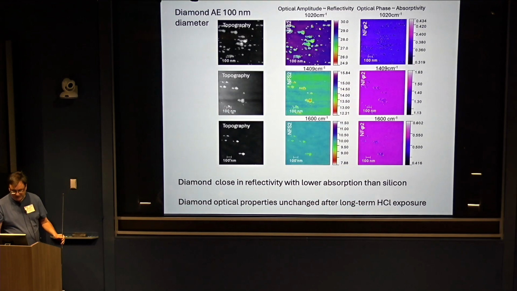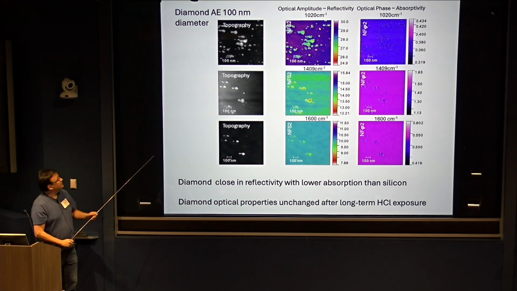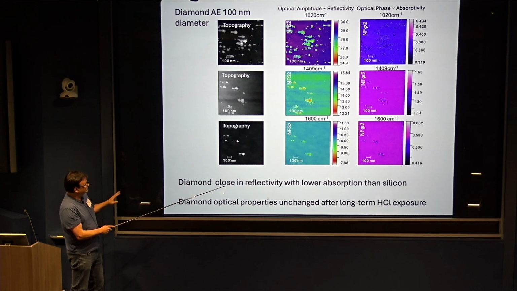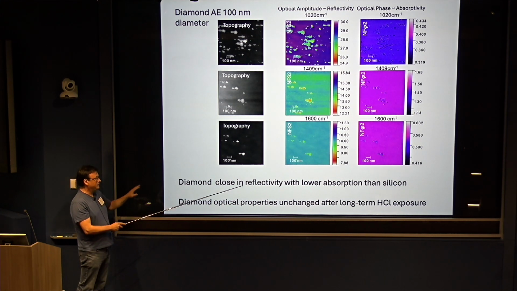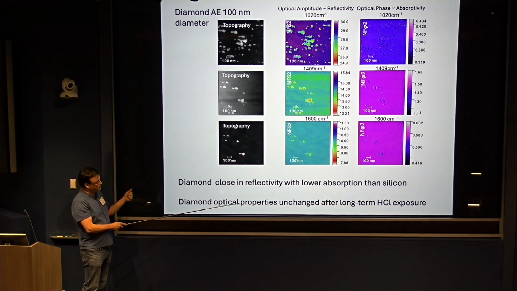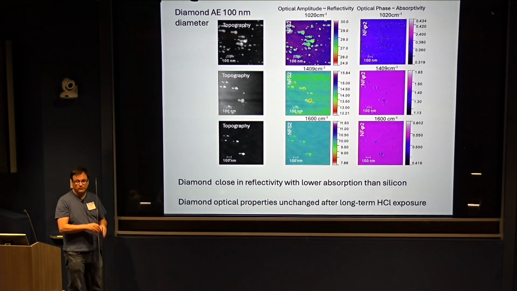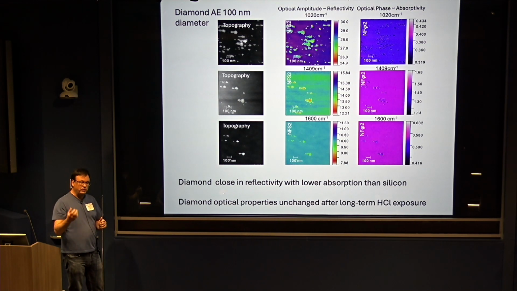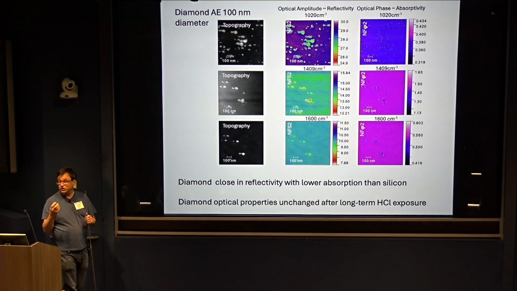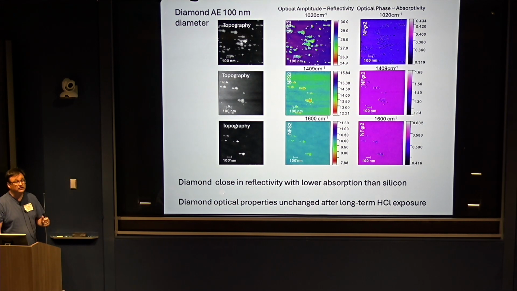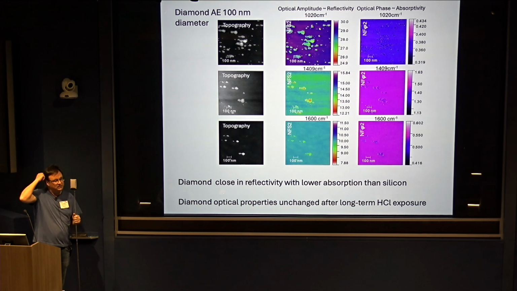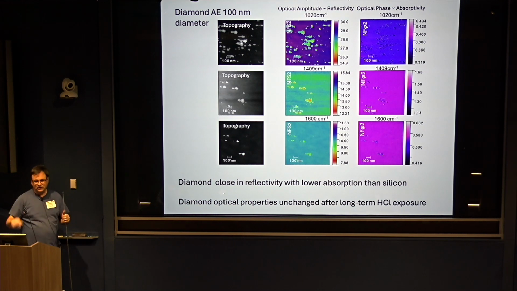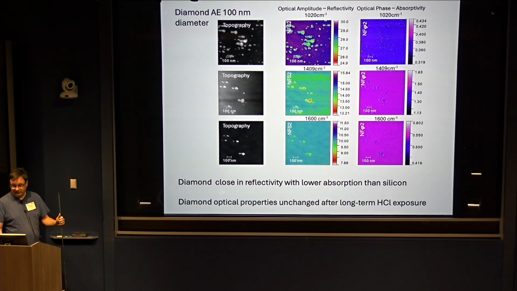I did some work on this as well. These maps are too complicated, so I'm not going to talk about them. What we know from this is that diamond has very low absorption in the infrared, lower than silicon, which matches what we think. The most important thing is that after long-term HCl exposure, the properties don't change. So exposure to HCl and UV doesn't change the bulk properties of diamond. This is gaseous HCl, not liquid HCl, trying to simulate it in nitrogen, and it does not appear to change the bulk properties of diamond.